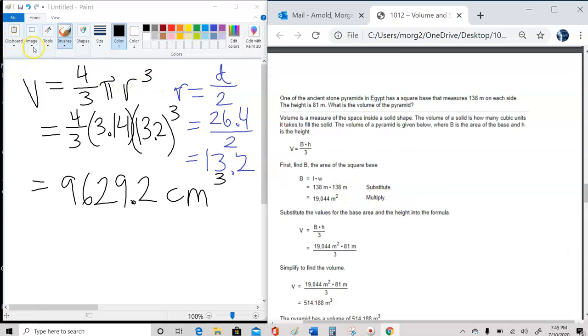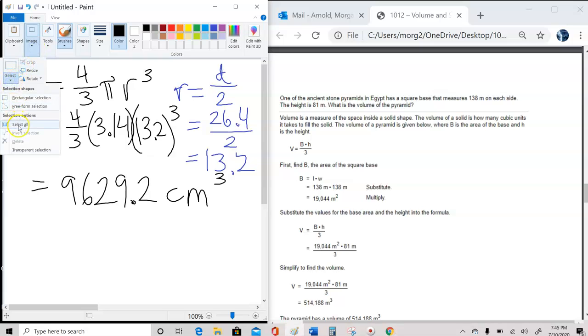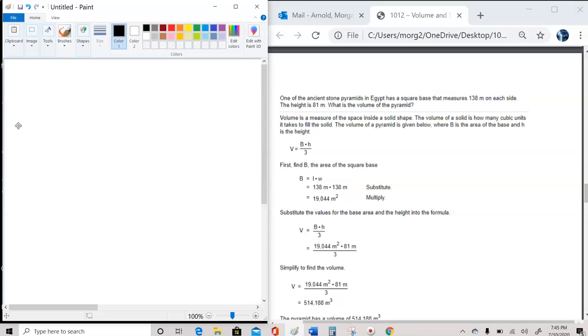Let's look at this example. Again, a picture is not given, but we are given the type of shape. It is a stone pyramid. One of the ancient stone pyramids in Egypt has a square base that measures 138 meters on each side. The height is 81 meters. What is the volume of the pyramid?